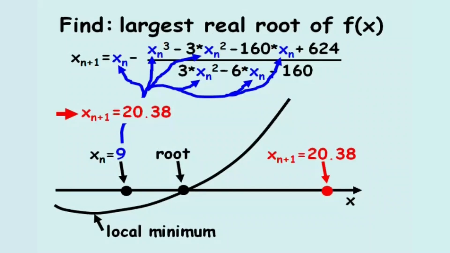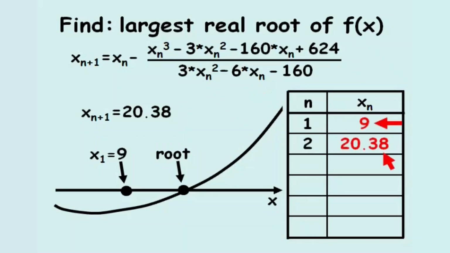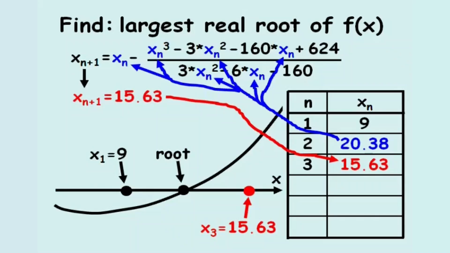If we set up a table, we can track our approximations of the root as they converge on the actual root. So far, we have our first two approximations, x1 and x2. To get our next approximation, we'll plug in 20.38 for xn, which makes xn plus 1 equal to 15.63.